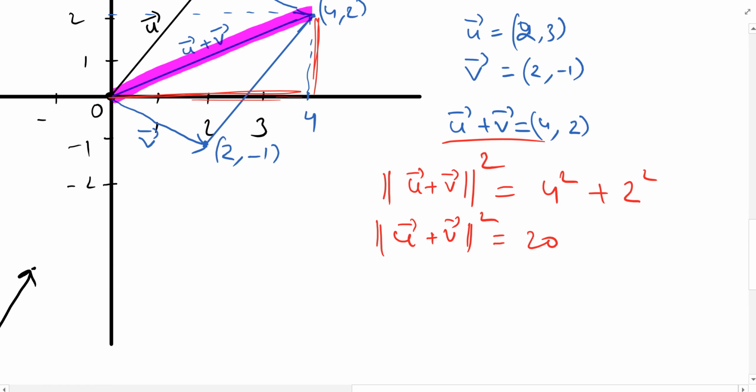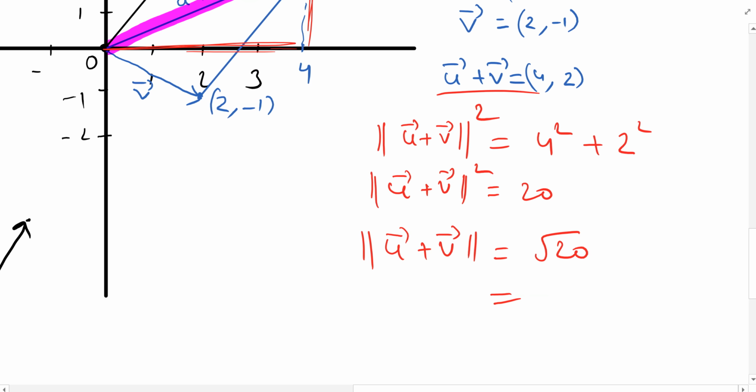So that is 20. Now we do square root on both sides. So the length of u plus v is square root of 20. We can break it down if you want to simplify. This is acceptable, but if you're good on high school math, we break it down like that. Now we do square root of those numbers separately. Square root of 4 is 2. Square root of 5, we don't know, right? So we just keep it like that.